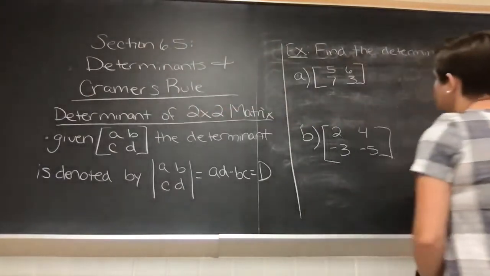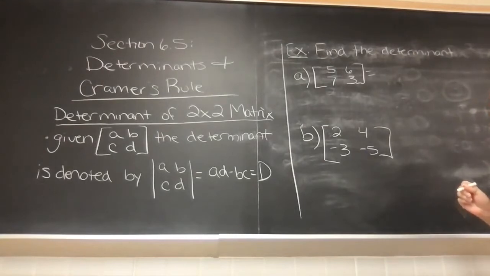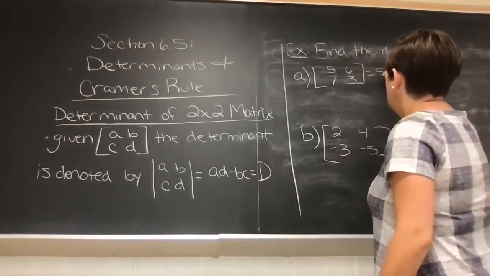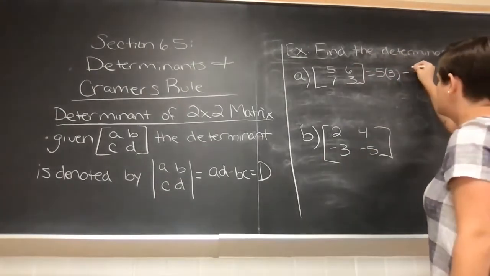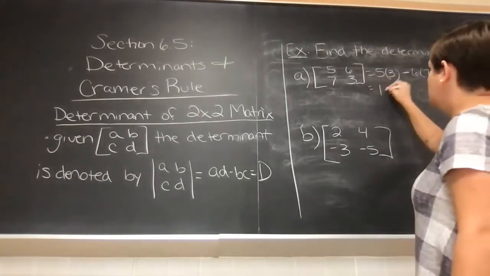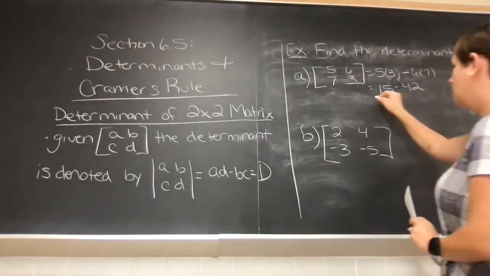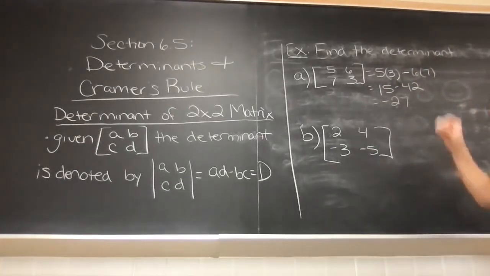So what are we going to do? Well, let's do two examples to find the determinant. We have the matrix 5, 6, 7, 3, and we need to find the determinant. Well, the determinant is AD, so that's 5 times 3 minus our B, which is 6, times our C, which is 7. That's 15 minus 42, which equals negative 27. So the determinant for that first matrix is negative 27.